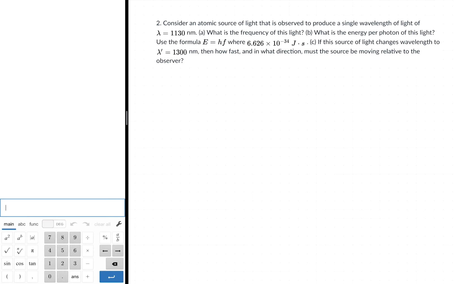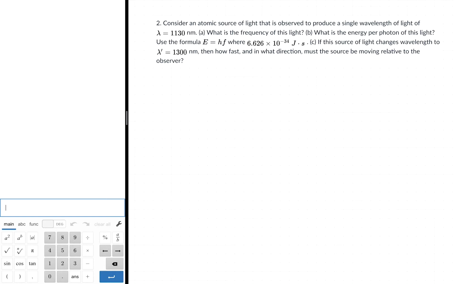Here we're going to discuss a problem where we're looking at light from an atomic source, and we're going to be using some common formulas for light, including the energy and frequency of light. Then something new that you haven't seen in the previous video for problem number 1 is the Doppler effect, and that's going to be part C. That's the part that is new.